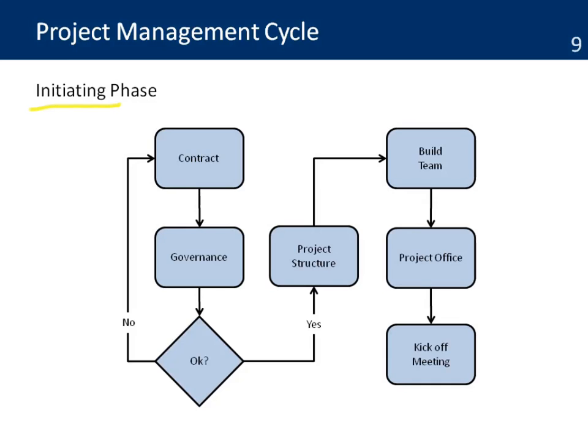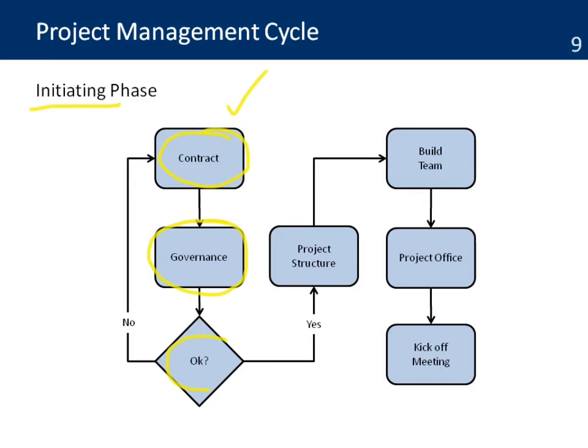Let's look at what happens during the initiation phase. We start the project basically when the contract is approved and the donor is approving and we have access to the funds. There is a definition of governance that is defined by the organization in terms of the roles and responsibilities and the way the decisions are going to be made on the project.